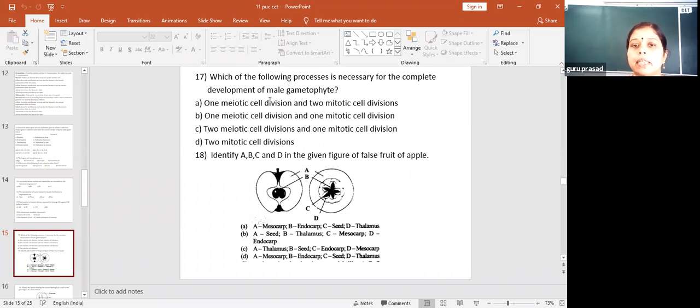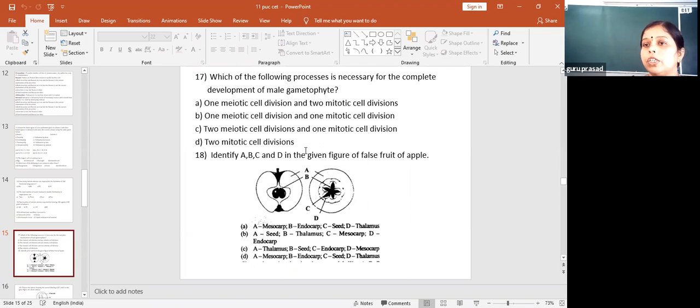1 meiotic cell division and 2 mitotic cell divisions. 1 meiotic cell division and 1 mitotic cell division. 2 meiotic cell divisions and 1 mitotic cell division. 2 mitotic cell divisions. So now what should we do? Keep the entire microsporogenesis in mind. So pollen mother cell is involved in the formation of microspores.